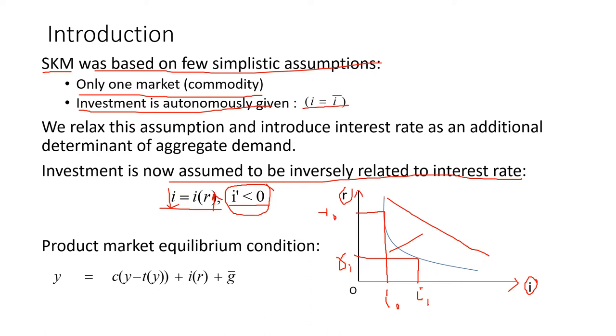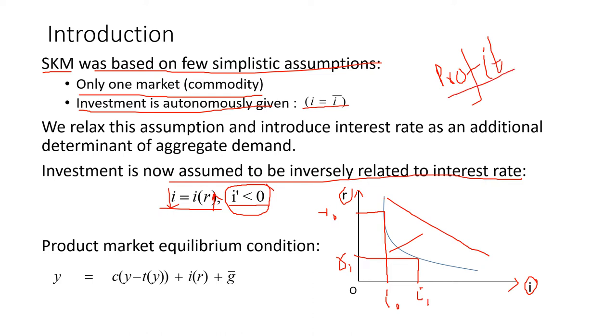Before that, let me explain why this assumption is normally made, that investment is an inverse function of the rate of interest. There are many ways we can explain it, and you are going to learn about the investment function in great detail in our macroeconomics 2 course, which you will study in SEM 4 or SEM 5. Let me explain why investment is assumed to be inversely associated with the rate of interest. Remember, one who is investing is investing to make profit. The profit motive is the driving force behind making an investment.